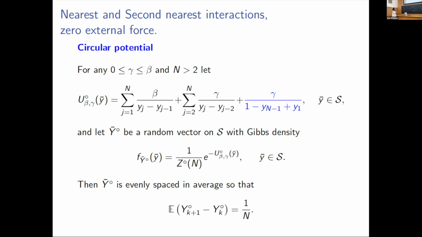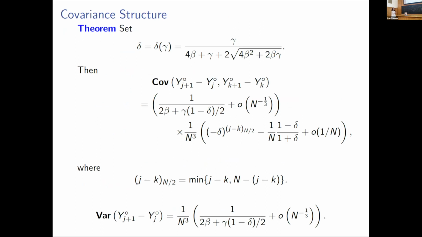Next, what comes for the structure of covariances? Here comes something, for me at least, unexpected. So if we define this constant delta as a function of beta and gamma, those parameters that were featured before, that's the form, and then the covariance between the spacings between the particles. So what is this covariance? Let me also again move to my picture.